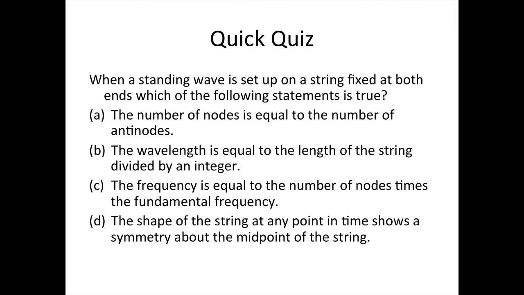Okay, so now there's a multiple choice question for you to do. Just enter your answer below. When a standing wave is set up on a string fixed at both ends, which of the following statements is true? A, the number of nodes is equal to the number of antinodes. B, the wavelength is equal to the length of the string divided by an integer. C, the frequency is equal to the number of nodes times the fundamental frequency. D, the shape of the string at any point in time shows a symmetry about the midpoint of the string.